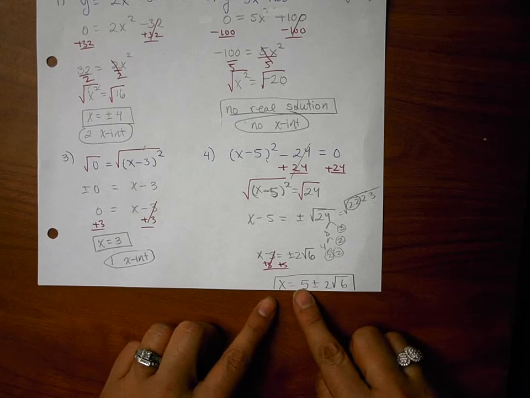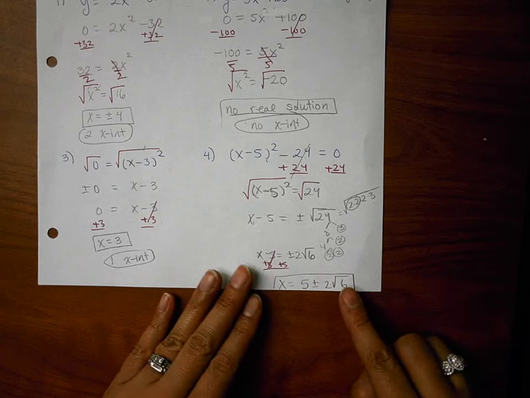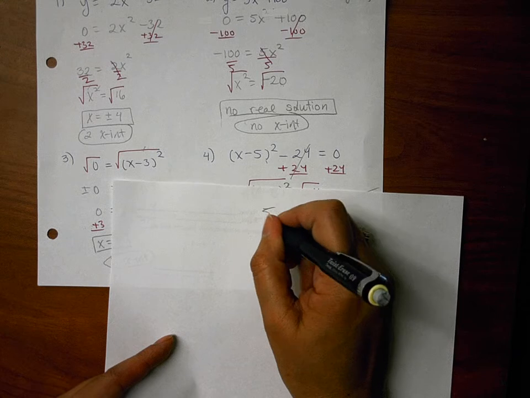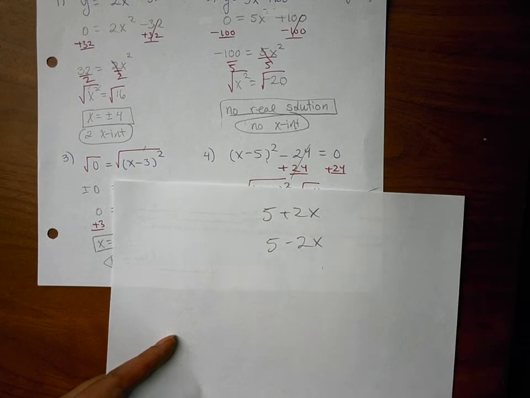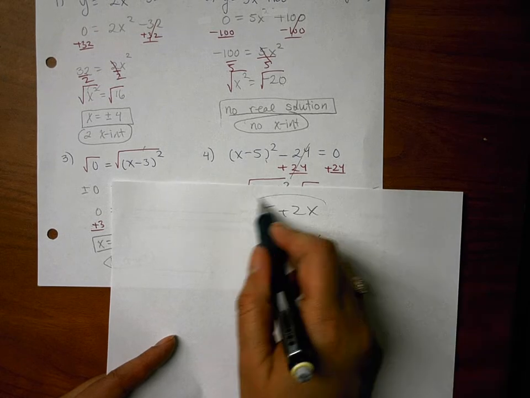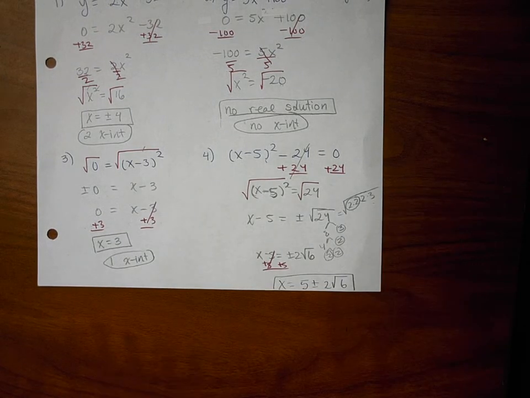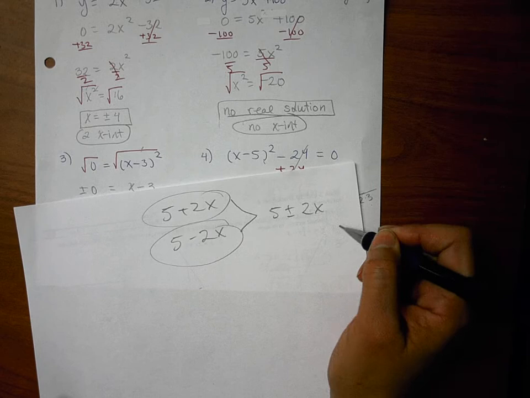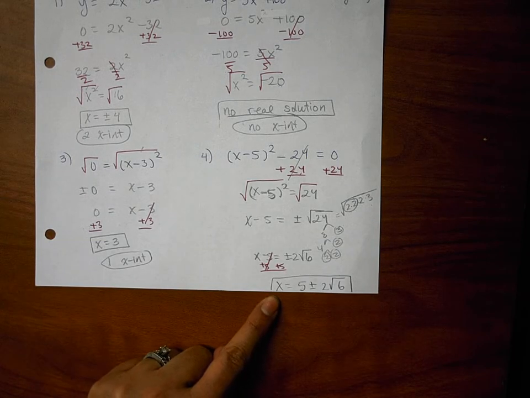I cannot add the 5 with the 2. I cannot say 5 plus 2 is 7, 5 minus 2 is 3. I cannot do it because the 2 is attached with the root 6. It's like saying this, 5 plus 2x, those are not like terms. 5 minus 2x, same thing. You cannot add or subtract that. You would leave it like that. 5 plus 2 root 6, 5 minus 2 root 6. This one here, you could condense it to 5 plus or minus 2x. Same thing. I cannot add them because they're not like terms. So that is it. You are done with that problem.